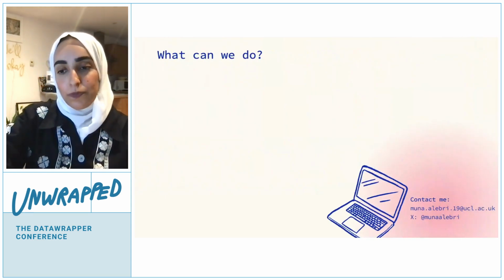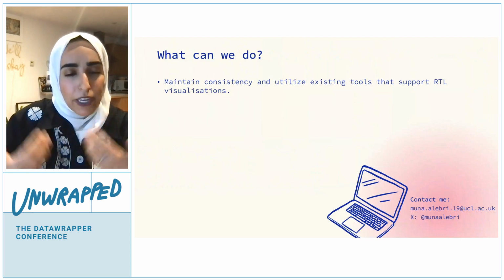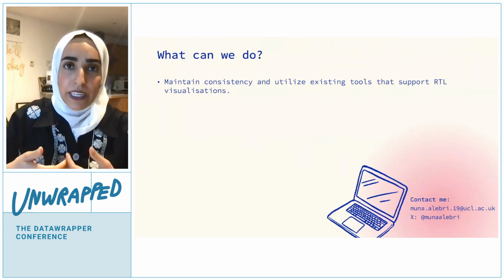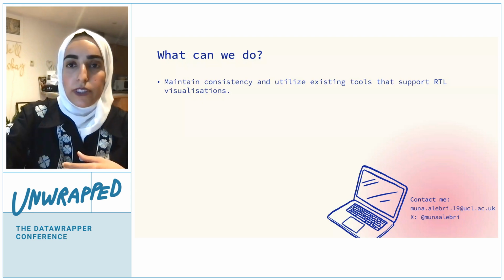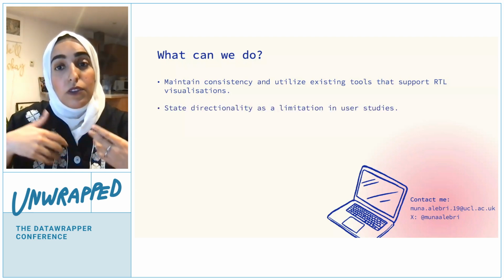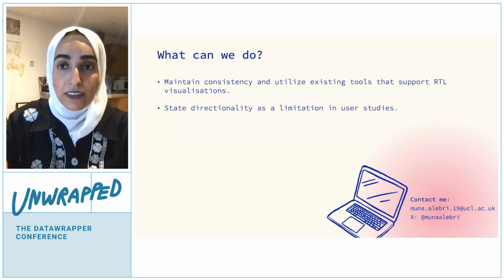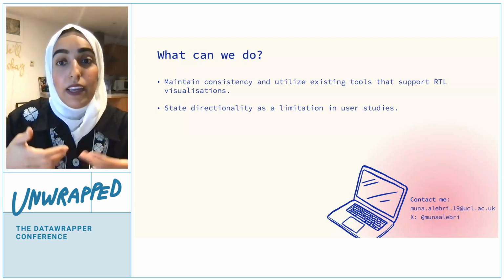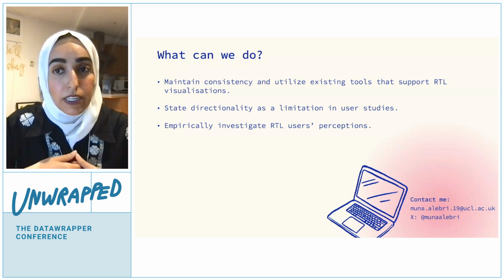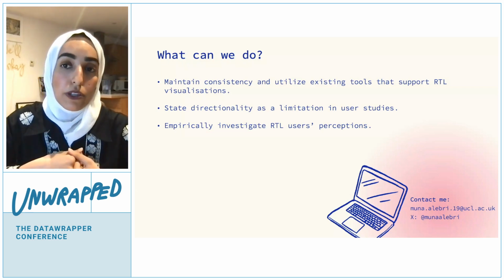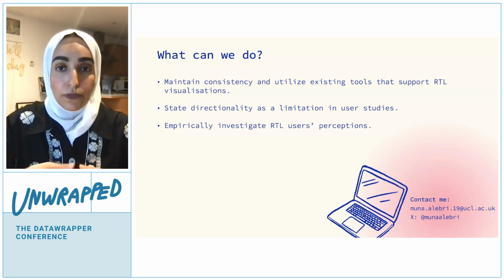So what can we do? The first point is to maintain consistency, especially if you're designing visualizations to be embedded in an article. And also utilize the existing tools that support right-to-left visualizations. We could also start to explicitly state the directionality on which a design guideline was based. This would emphasize that left-to-right is not the default and should not be generalized. We could also run our empirical investigations with two samples varying in direction tendencies to demonstrate a more universal knowledge.